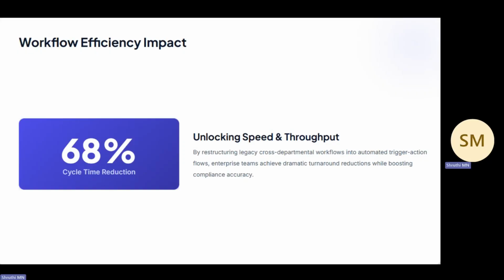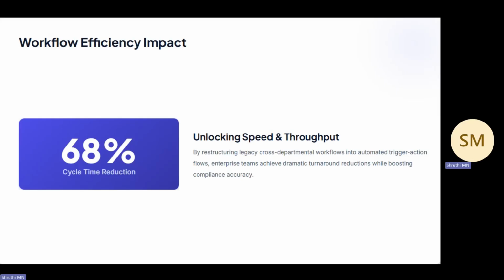Workflow efficiency impact. The slide talks about workflow efficiency impact. The presentation highlights a 68% cycle time reduction as an example of the potential impact of restructuring legacy workflows into automated trigger action flows. The important concept here is not just the percentage. The key takeaway is that when we replace inefficient manual or legacy processes with well-designed automated workflows, organizations can potentially reduce turnaround time and improve compliance accuracy.